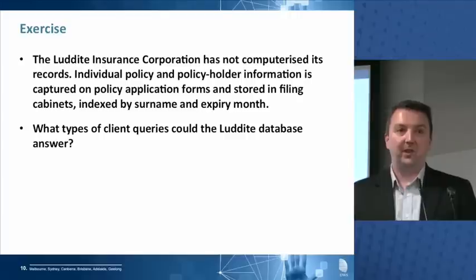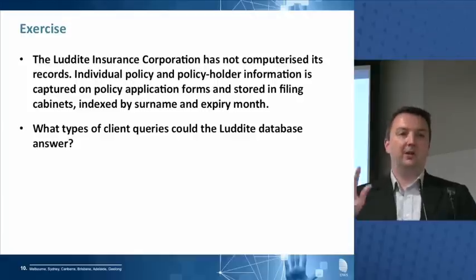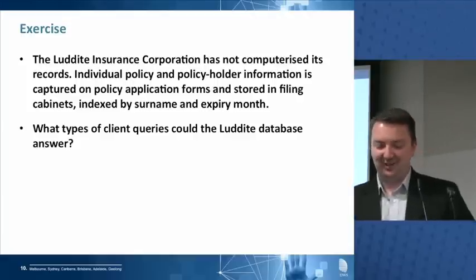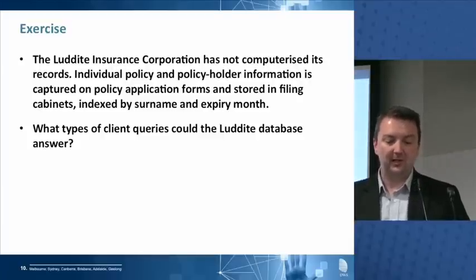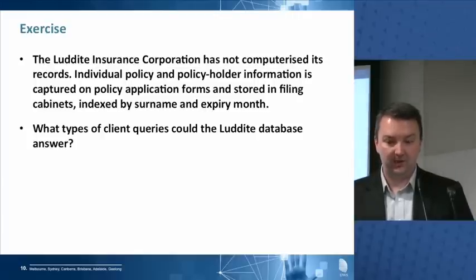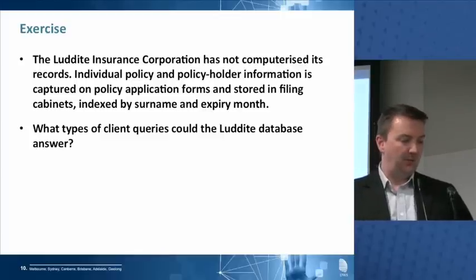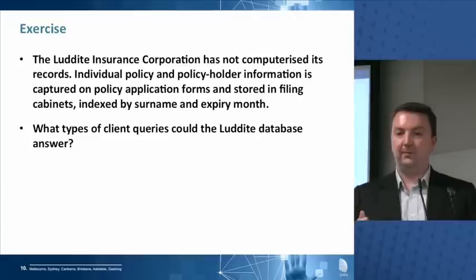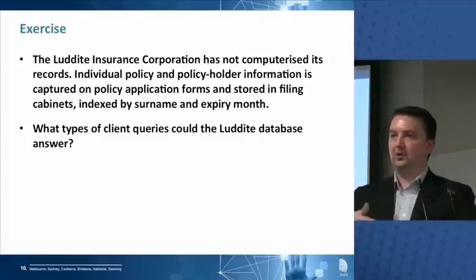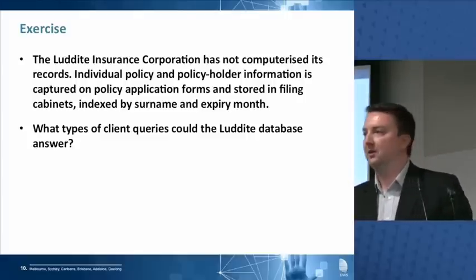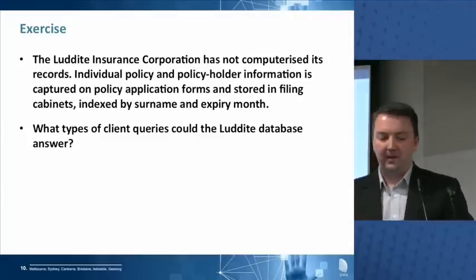As an exercise, I'll explain by analogy, perhaps. Warning, I'm going to read this, so no Boost bar for this one. The Luddite Insurance Corporation has not computerised its records. Individual policy and policyholder information is captured on policy application forms and stored in filing cabinets, indexed by surname and expiry month. So I open a policy to insure my house and contents with Luddite. My form goes into a filing cabinet. Its renewal date is December 2013, so that's where it goes in the filing cabinet, under Leishman.